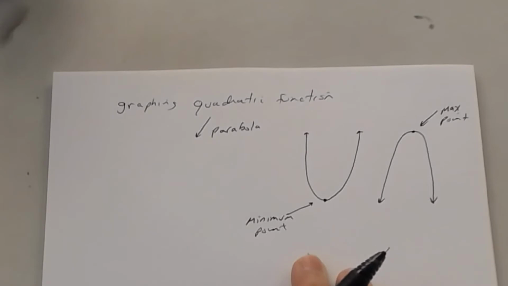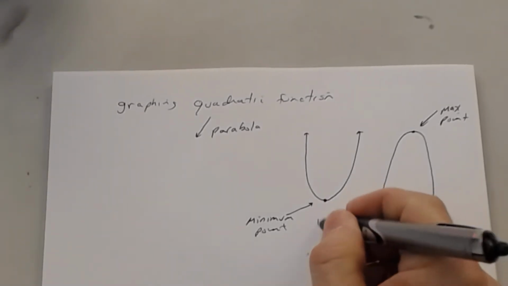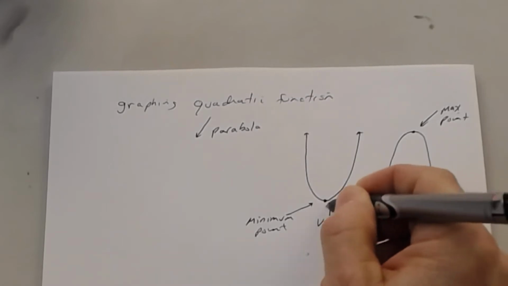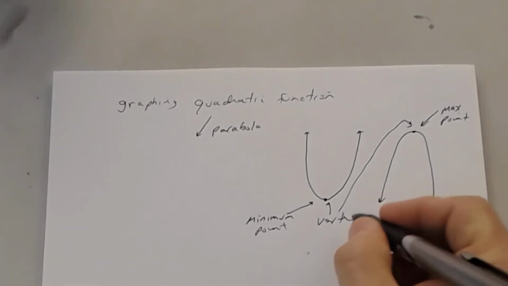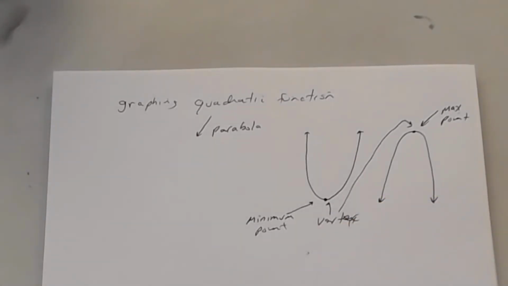But it doesn't matter whether it's a minimum point or a maximum point. The minimum point and the maximum point of a parabola is called the vertex. So both of these are called vertices. So let's just say vertex. Okay? So the highest point or the lowest point is called the vertex. All right, so a parabola has how many vertices? Just one. Okay? Has just one vertex.